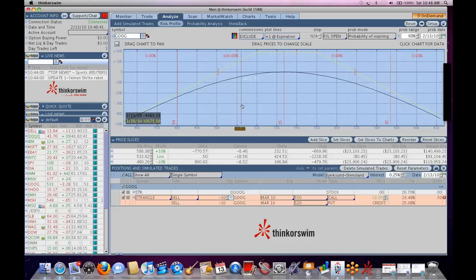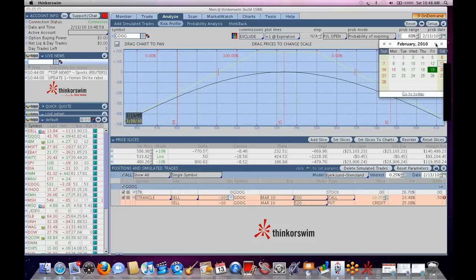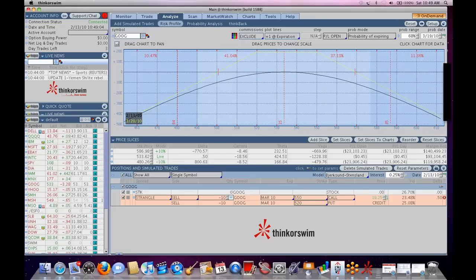Well, there's 100% with the stock right now at 533, there is a 100% chance that it's going to be between these two vertical dashed red lines. That's what that 100% means, useless information. I need to change this probability date to the expiration date of the position, March 19th, click that. Now I can start to see more meaningful numbers. So if the stock is below this dashed red line, there's a 10% probability that it's going to be below this level right here.